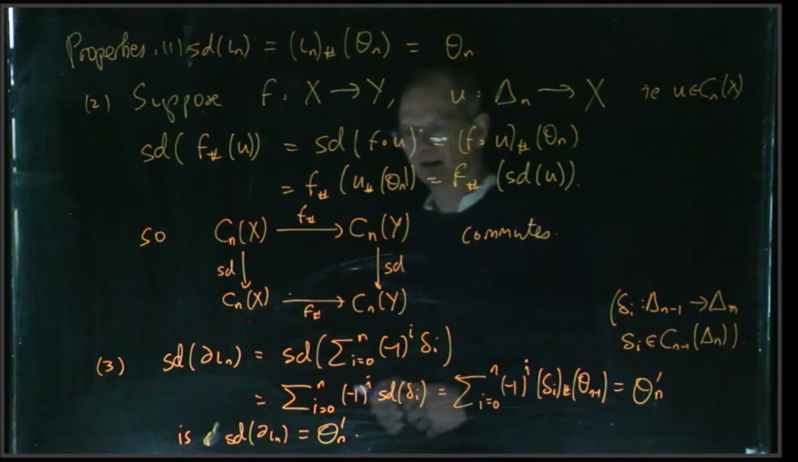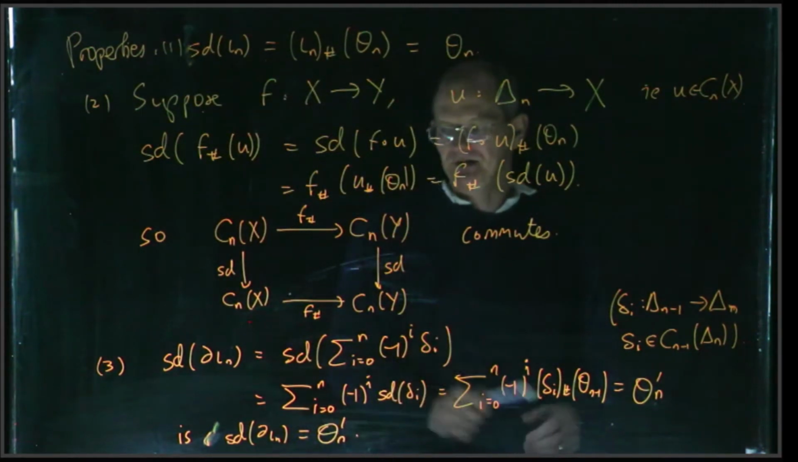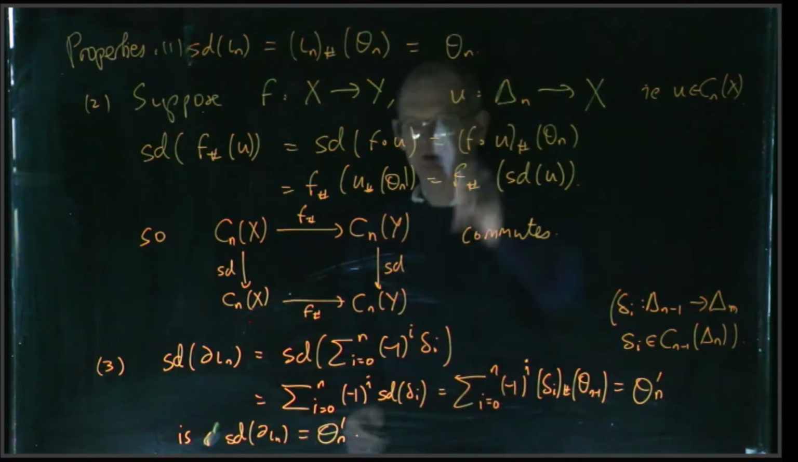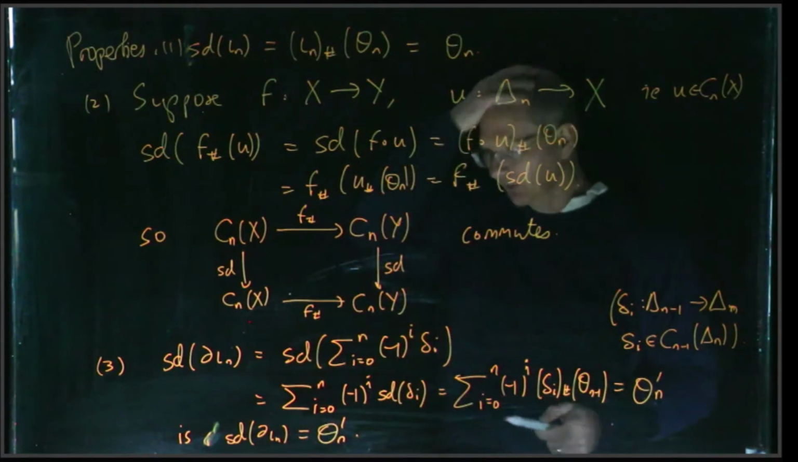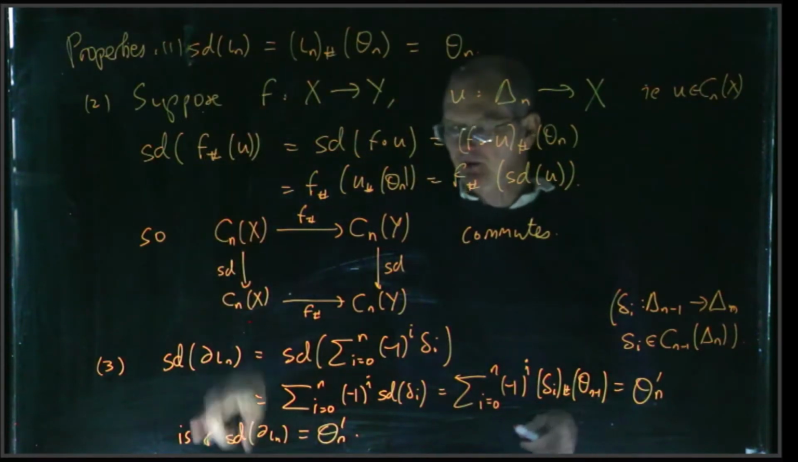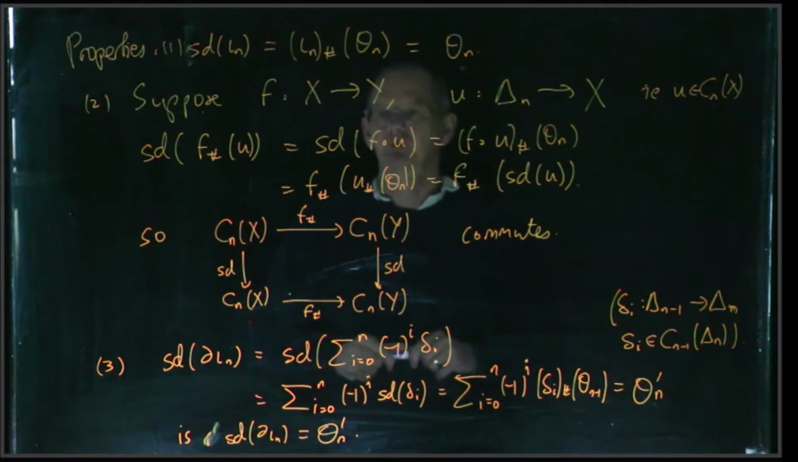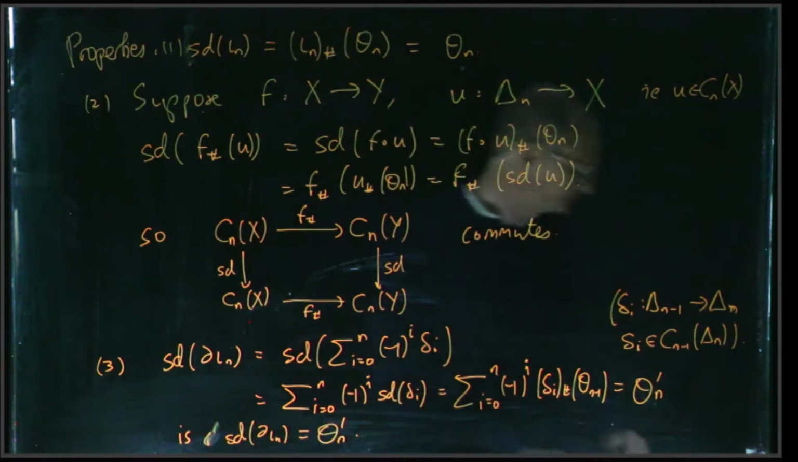So I said we define subdivision in terms of the thetas and theta dashes, but these equations are telling us that we can go backwards. Once we've defined subdivision, the theta is just the subdivision of iota n, and the theta prime is the subdivision of the boundary of iota n.